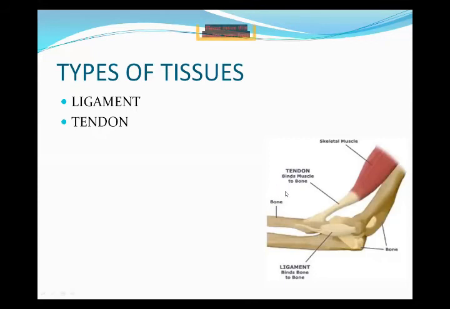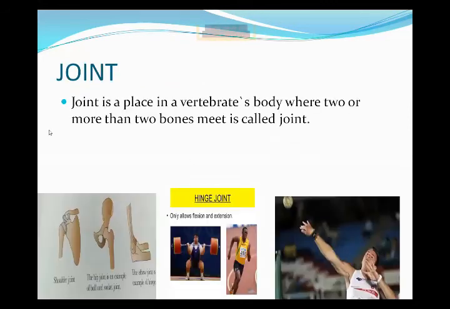These are the two types of different tissues which we have discussed in this picture. In this picture, you can observe the two types of tissues, ligament and tendon. Tendon joins muscles to bone and ligament joins two or more bones. Previous. Here, joints. Our joints take the help of tissues. There are so many joints in our bones.